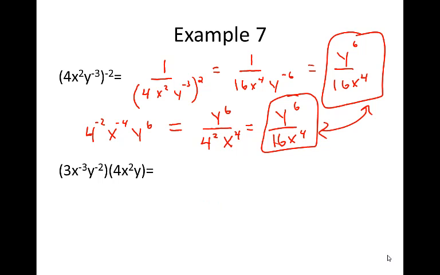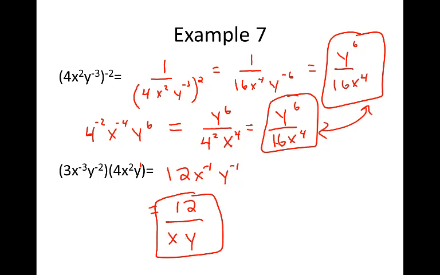Okay, this next one, example 7. You can go ahead and change to positive if you want to, but let's just combine our terms here. So 3 times 4 is 12. X to the negative 3 times x squared is x to the negative 1. Y to the negative 2 times y is y to the negative 1, right? Because that's an understood 1 there. Now to rewrite this without negative exponents, 12 does not have a negative exponent on it, but the x and the y do. So over xy. You could put 1s there if you wanted to, but they look better without.